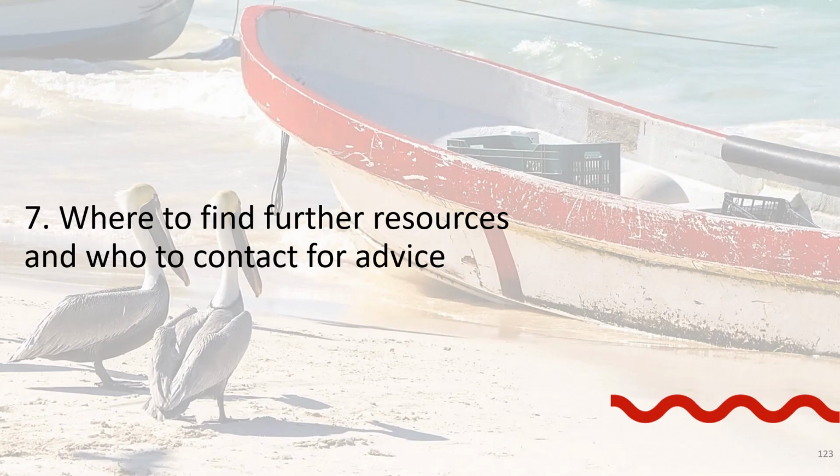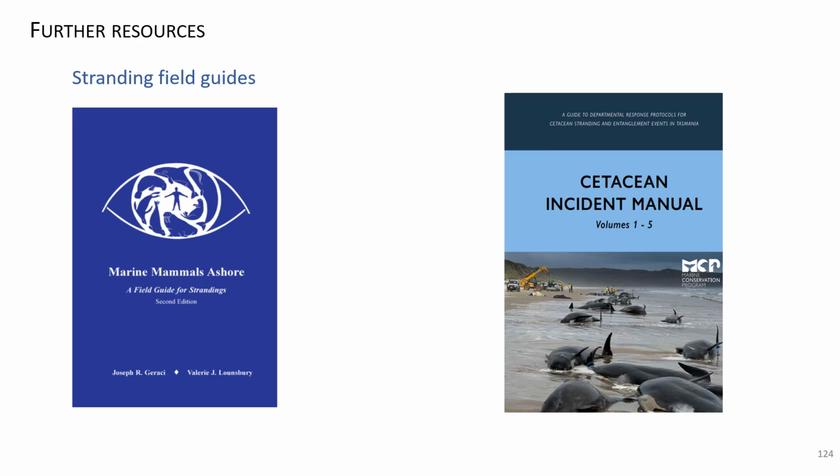And now let's talk about where to find further resources and who to contact for advice. The book on the left is probably one of the oldest and most important guidebooks for marine mammal stranding. It's called The Marine Mammal Ashore, and all the stranding networks should have it. The document on the right was developed by the Tasmanian government and describes very well how to act in each of the situations during a stranding.